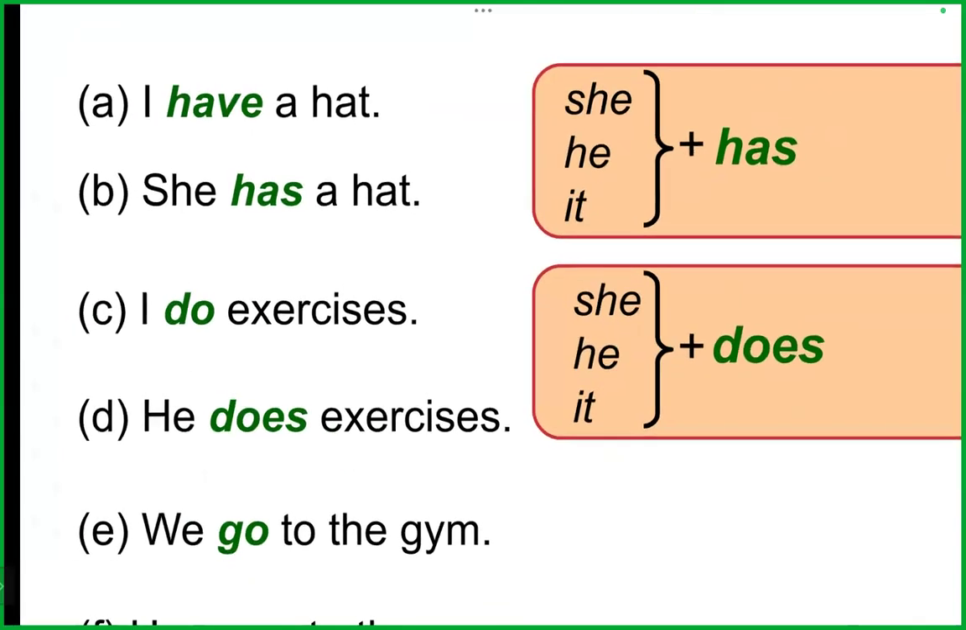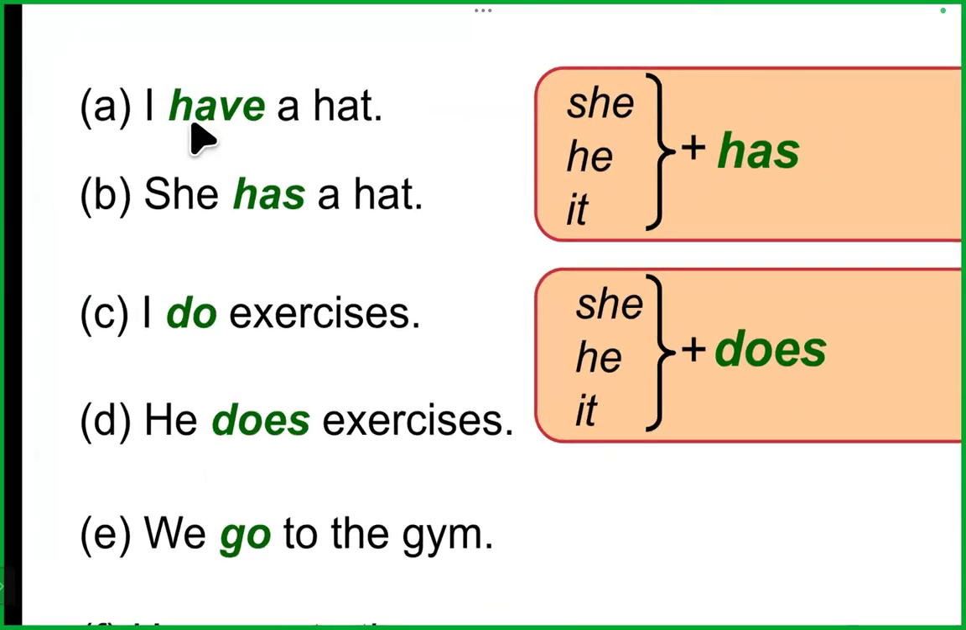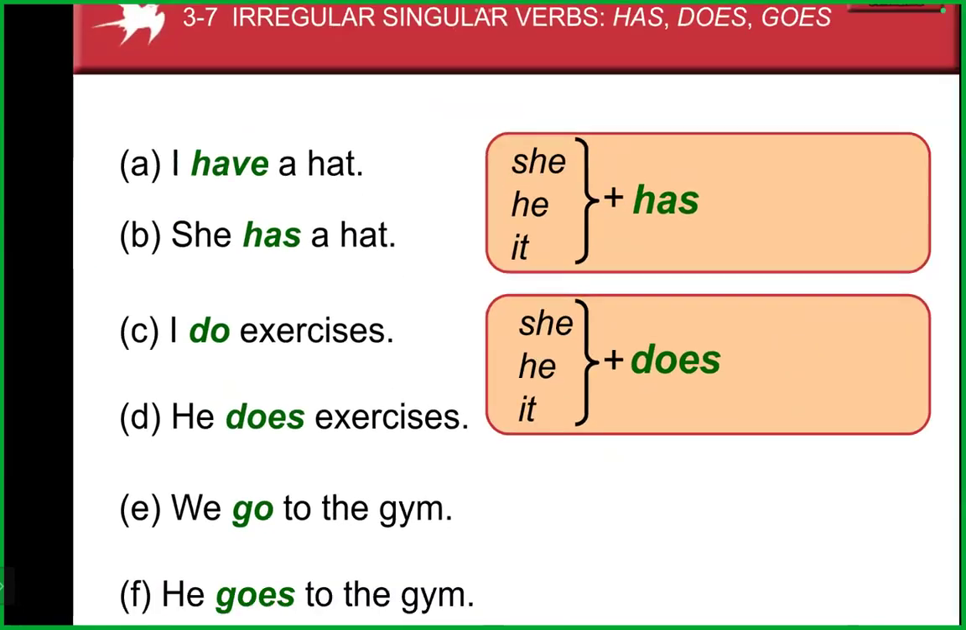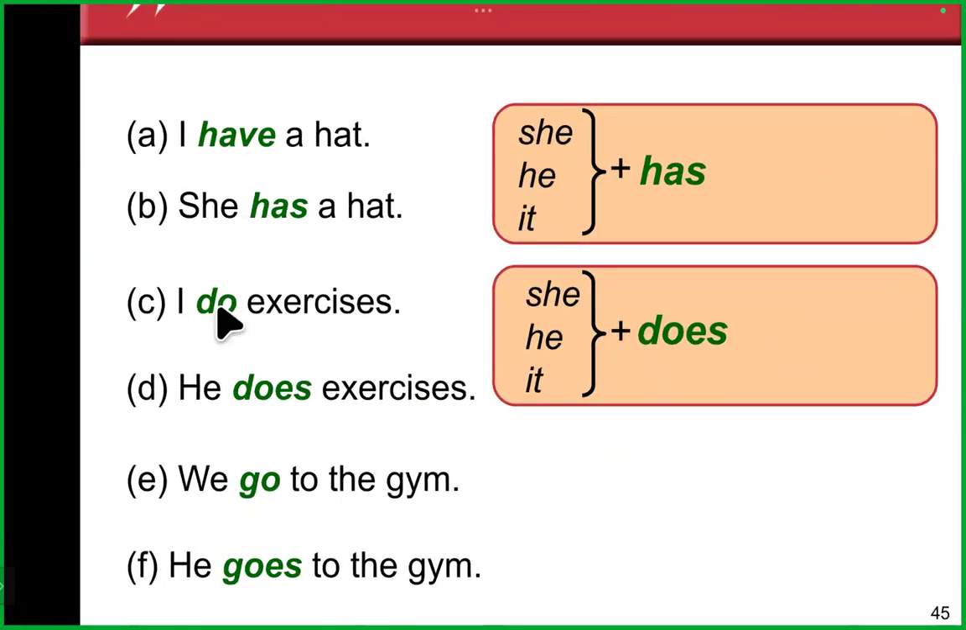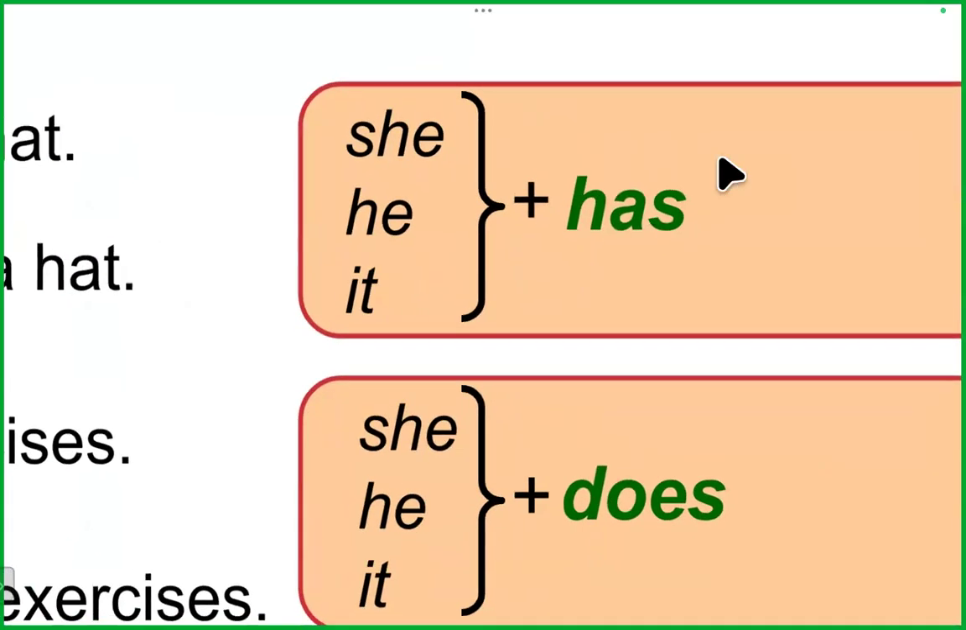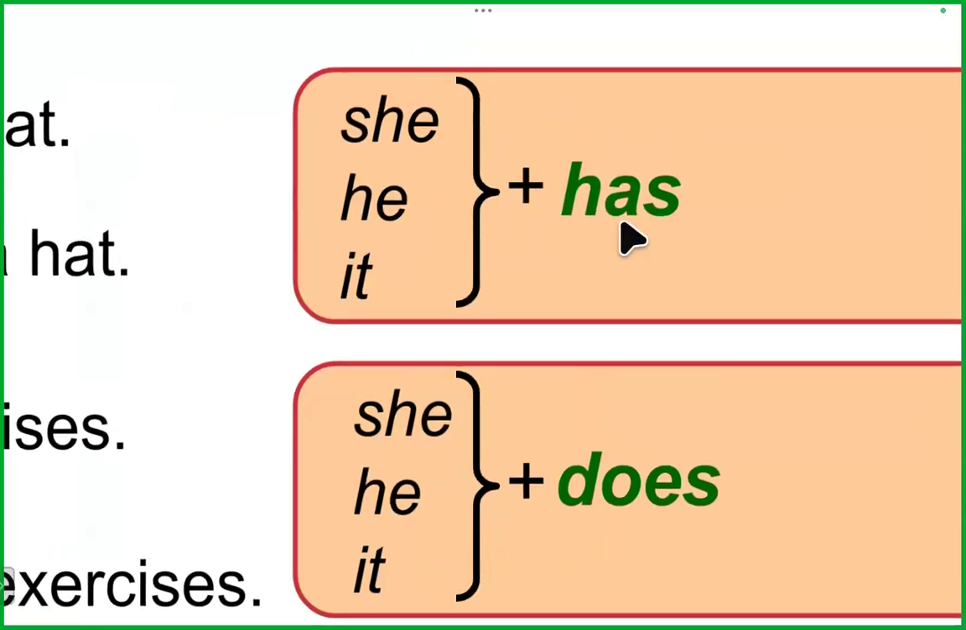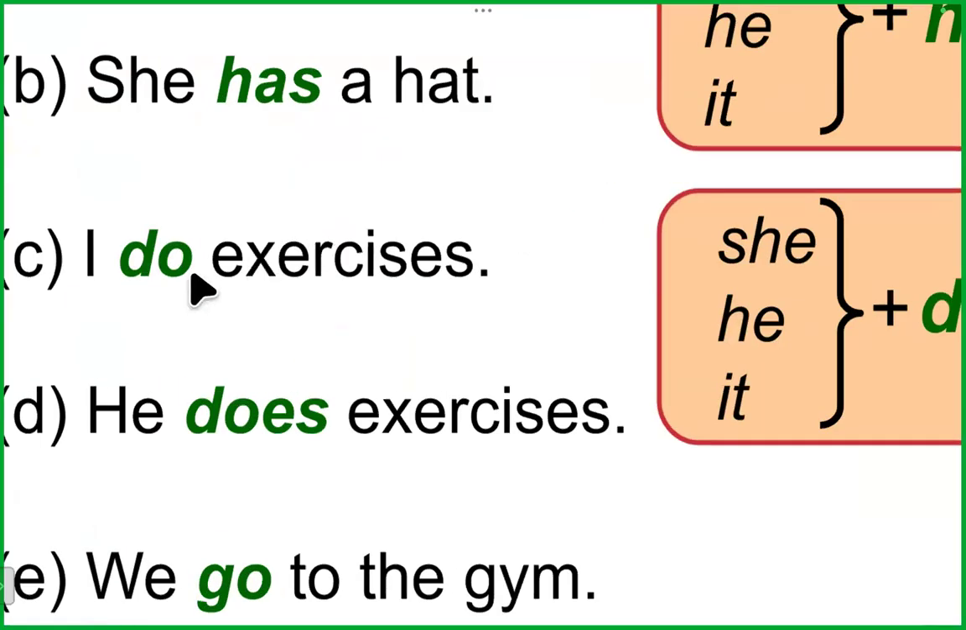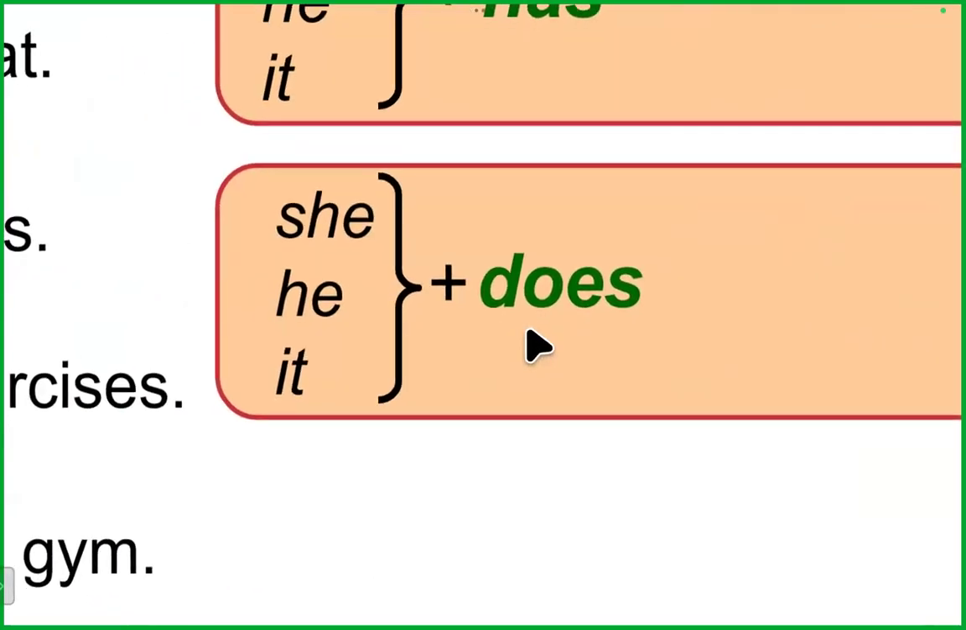So we have three different verbs. Number 1 is have, the verb that in Spanish means tener. Number 2, do. And number 3, go. See? So have, do, go. For these irregular verbs in the third person, some of these verbs change completely. You see? I have, but for the third person it is has. In the same way here, do. For the third person, it changes to does.